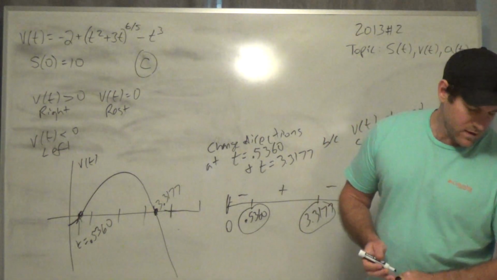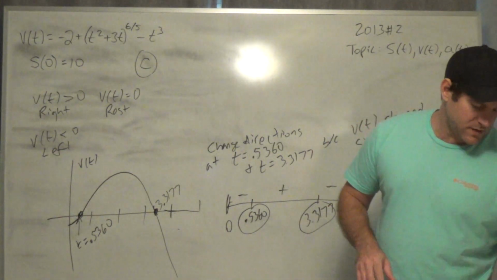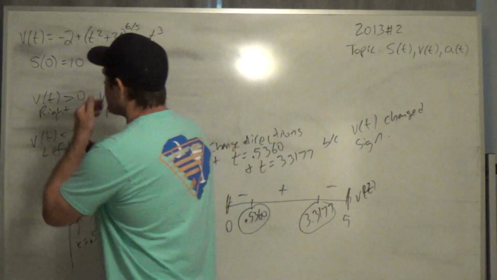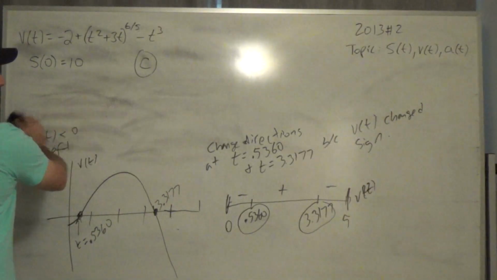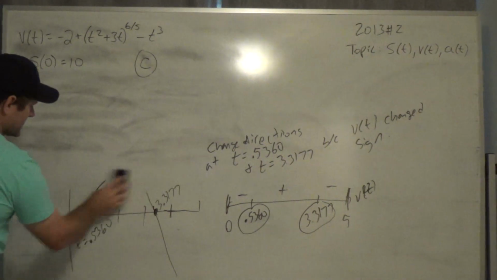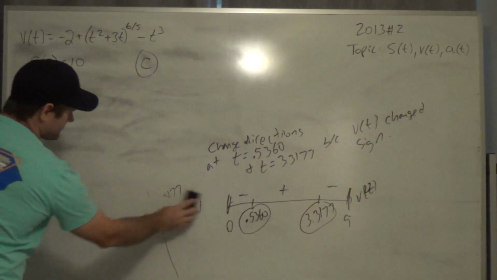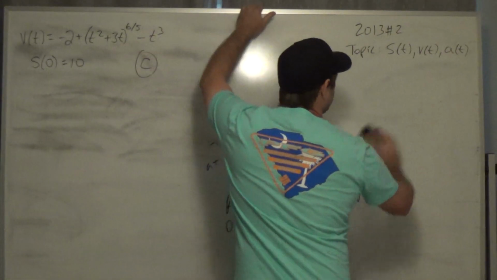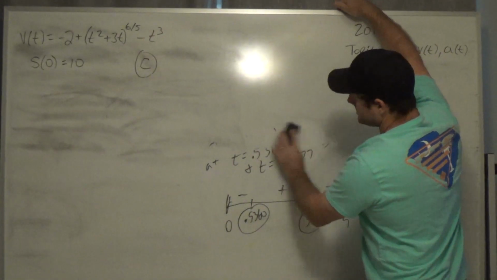Alright, last question, part D. Is the speed increasing or decreasing at time equals 4? Now, speed we already talked about earlier as being the absolute value of velocity. But here in this question, is speed increasing or decreasing?